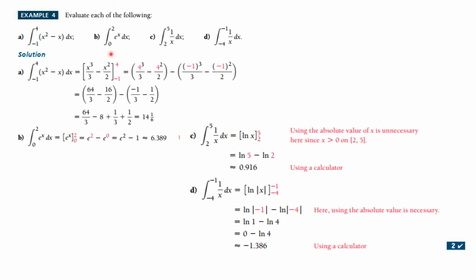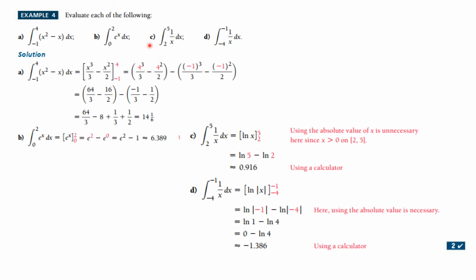Let's look at problem B. Here we're finding the definite integral from 0 to 2 of e to the x dx. The antiderivative of e to the x is just e to the x. So this is equal to e to the x evaluated from 0 to 2: e squared minus e to the 0, and that is exactly e squared minus 1. This is the exact answer. If you left the answer this way, I would count it right. But if you plug it into a calculator, you would get approximately this number.